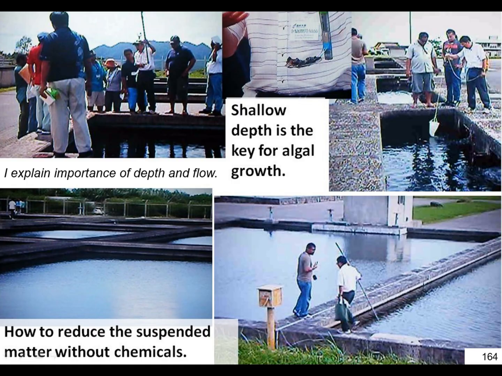Ishigaki Island is located in a warm climate region. I explained that biological activity is related to temperature and radiation. I explained the importance of depth and flow rate. In the case of a sedimentation tank, I explained how to reduce suspended matter without chemicals. This is important for an ecological purification system.